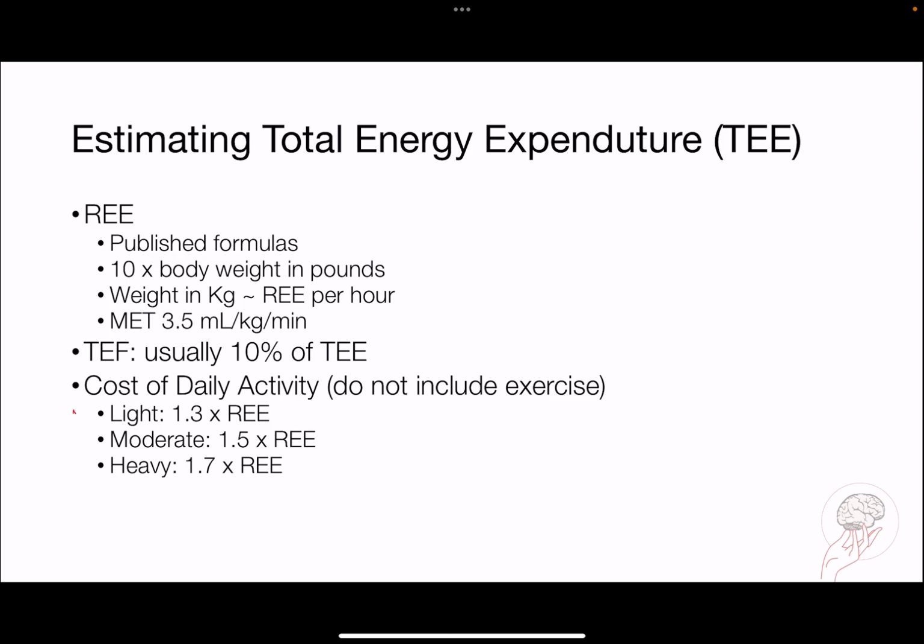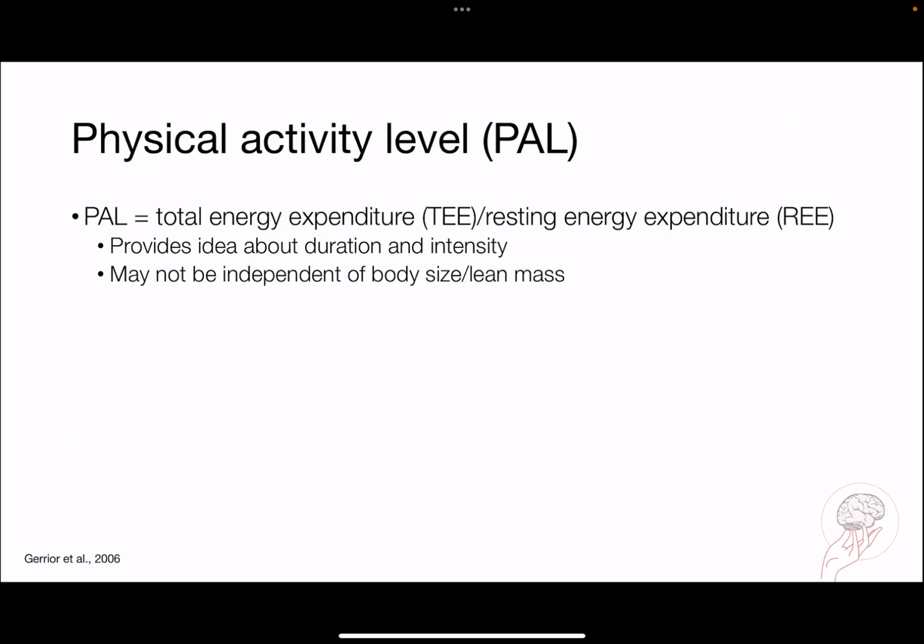So this would be like if you had a desk job, if you had maybe a moderate job where you do some heavy lifting, and then heavy would be like a construction or agricultural job. And then there's the energy cost on top of that of physical activity. So one way we can conceptualize physical activity is using a physical activity level, or PAL. Physical activity level is the total energy expenditure divided by resting energy expenditure.